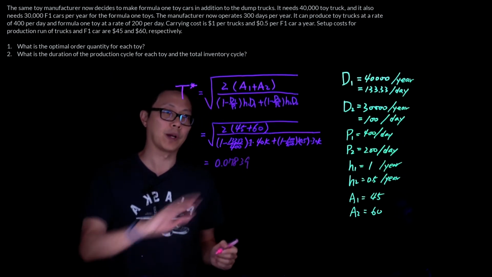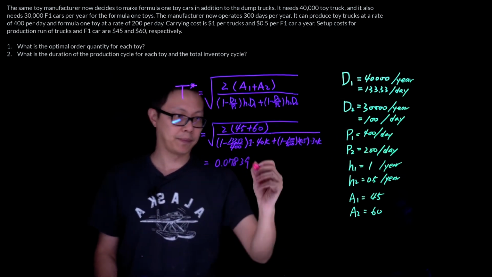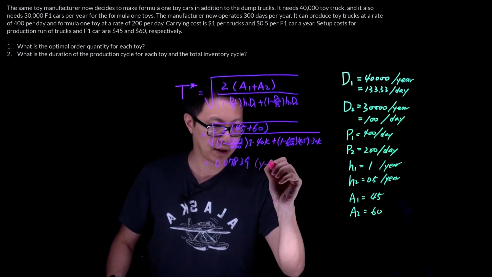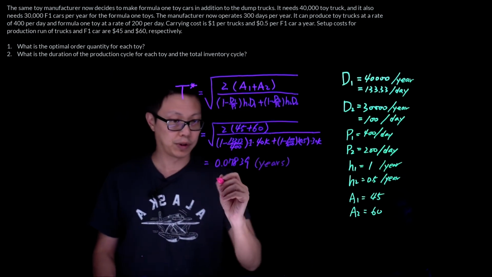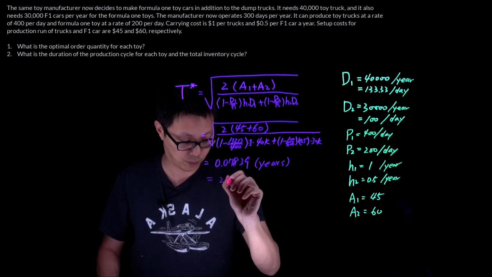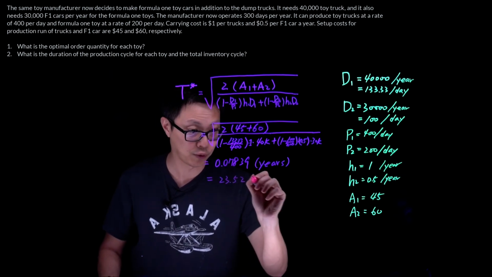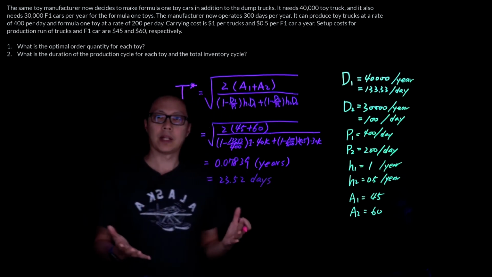Then I know this is equal to 0.07839. What's the unit? Because we use the annual cost and the annual demand, so this is years. So we can convert this to days. It means that our inventory cycle time will be 23.52 days.